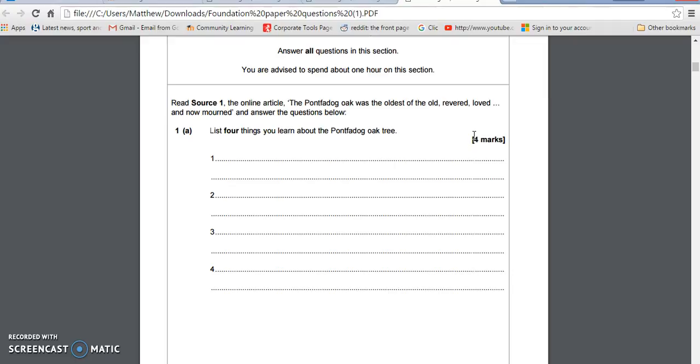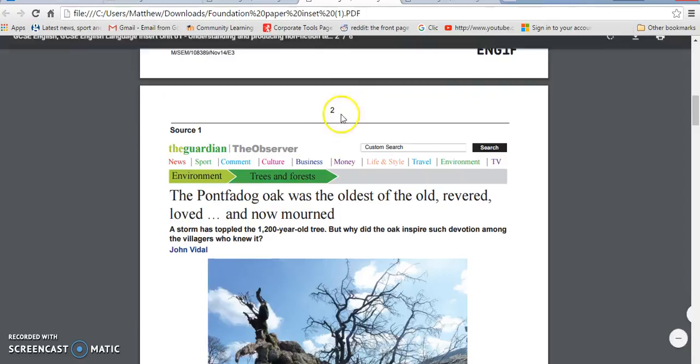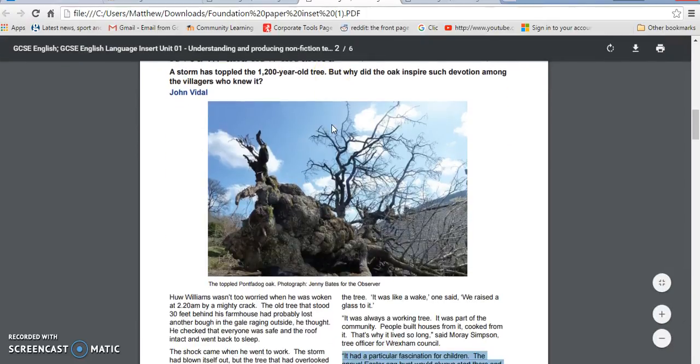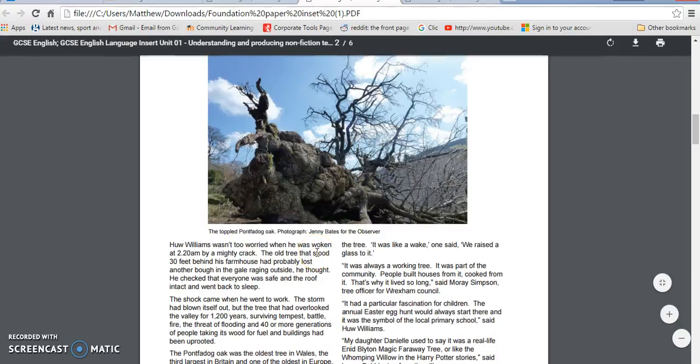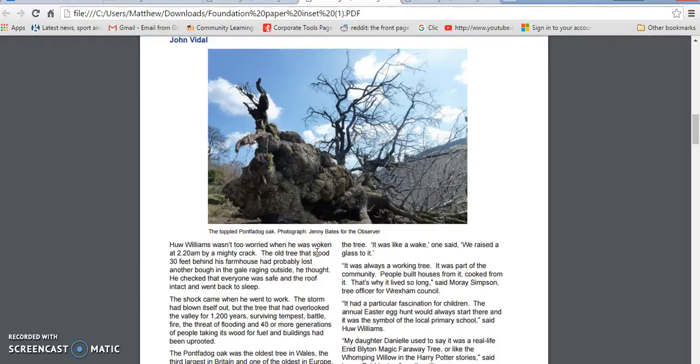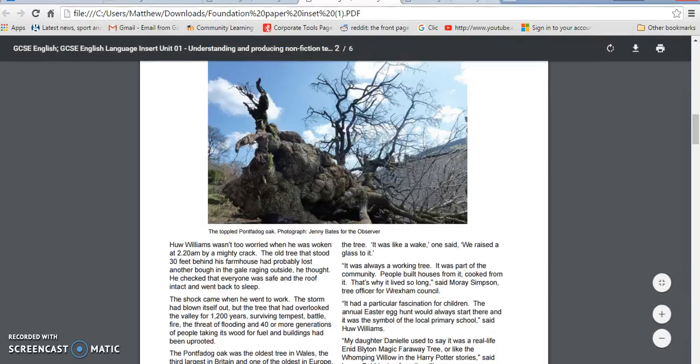So question 1A is fairly simple. You are reading through the source and you're noting down things that you find out, things that you learn about this oak tree. Now, please do remember that with these source documents, when you're going through, you can underline keywords, key things that you may refer to later. Also, please remember that it's a very good idea to read the questions first.